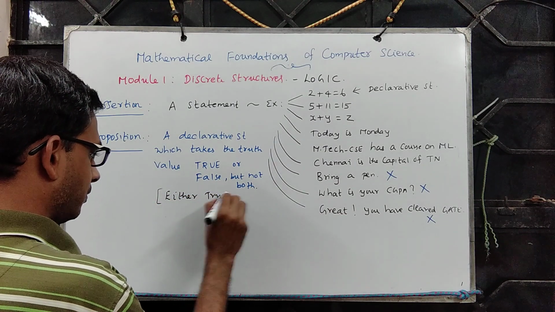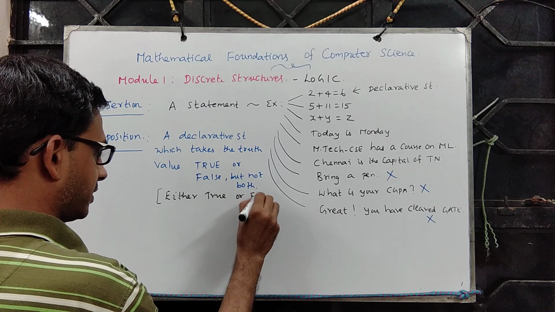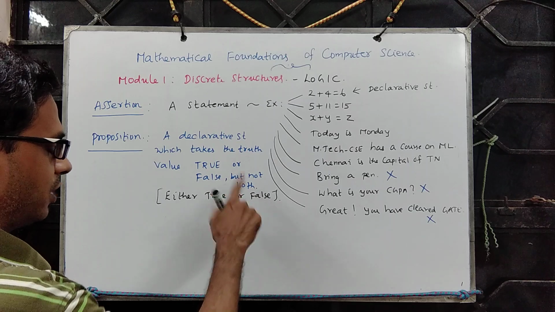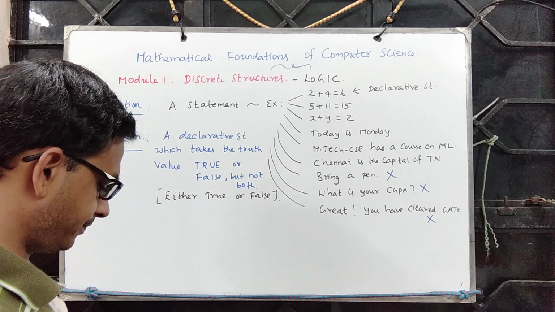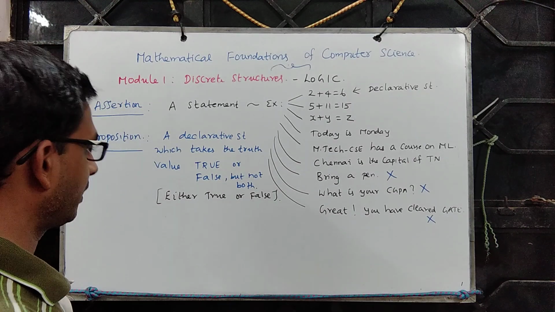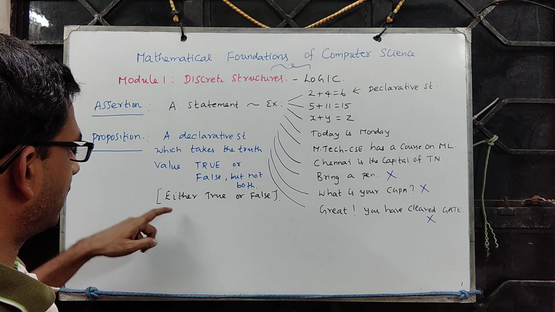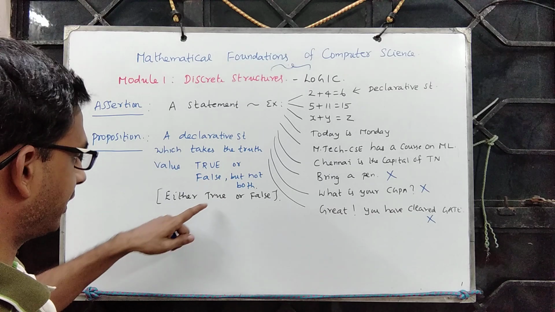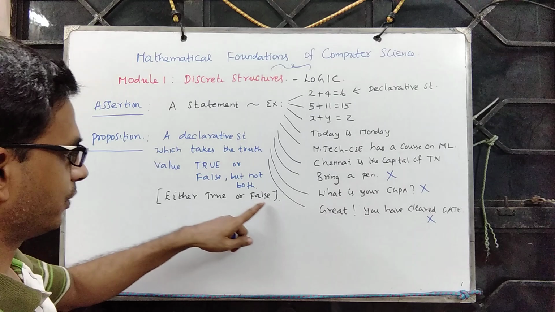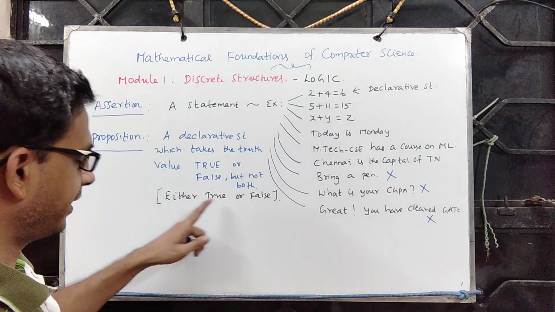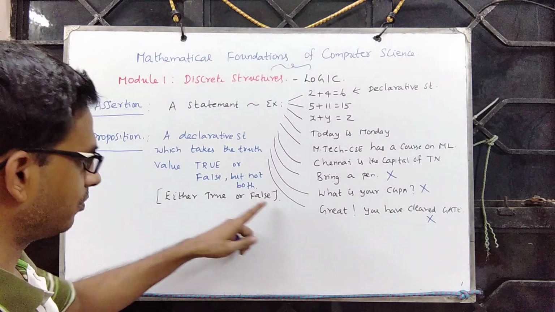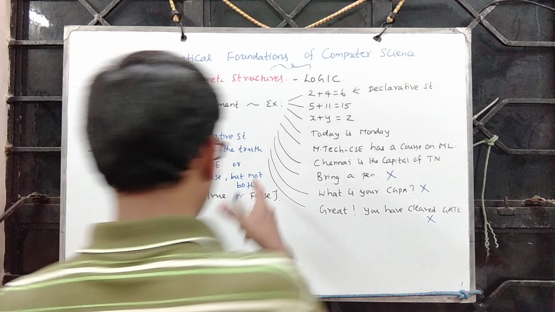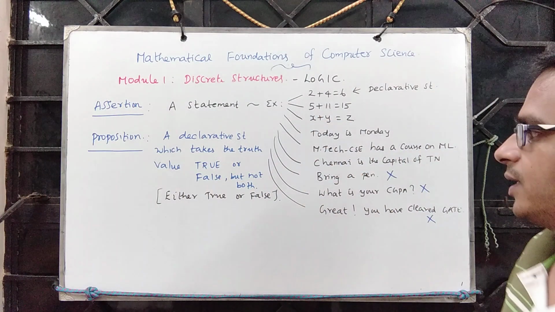Either true or false. When you use either or, not both is not allowed. Okay? And when you use either or, you allow true, you allow false, but it cannot be a situation where both are possible. Okay? So we don't allow both.